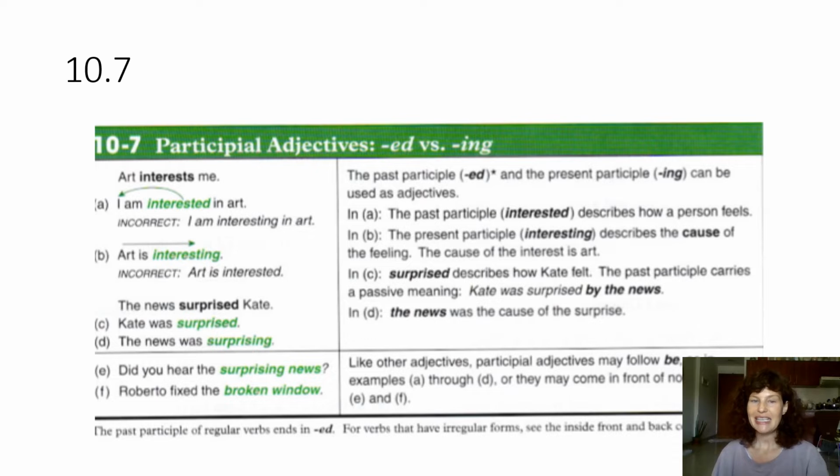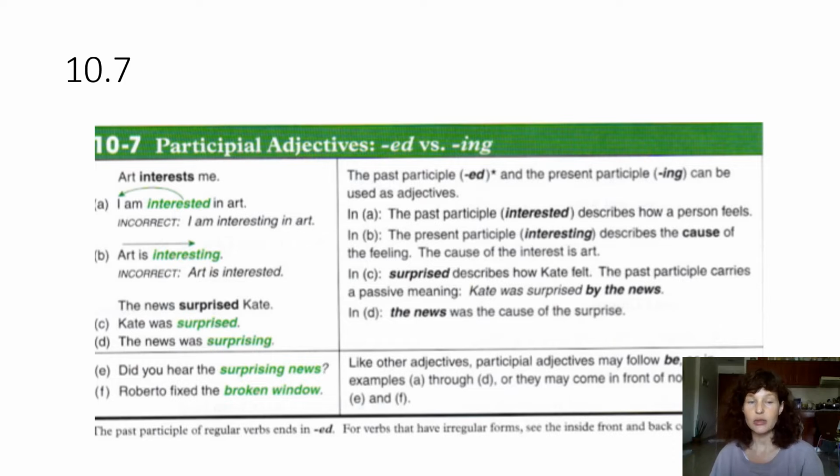So we're dealing with ed versus ing. Let's look at these examples that they give us. It says, "I am interested in art," or "art is interesting." So ed, or past participle, refers to how either I feel or how somebody else feels from something. Ing means it makes people feel this way, or it makes another person feel this way. Art is interesting. I feel interested when I think about art or when I learn about art.